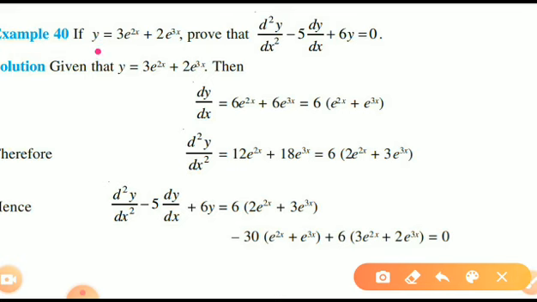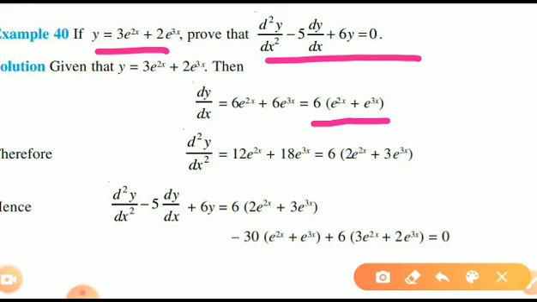Next, again, y is given as this, and I have to prove d2y by dx square minus 5 into dy by dx plus 6y is equal to 0. So we have been given y as 3 into e raised to 2x plus 2 into e raised to 3x. First find what your dy by dx is. So I have got dy by dx as 6 into e raised to 2x plus e raised to 3x. Again, find the derivative.